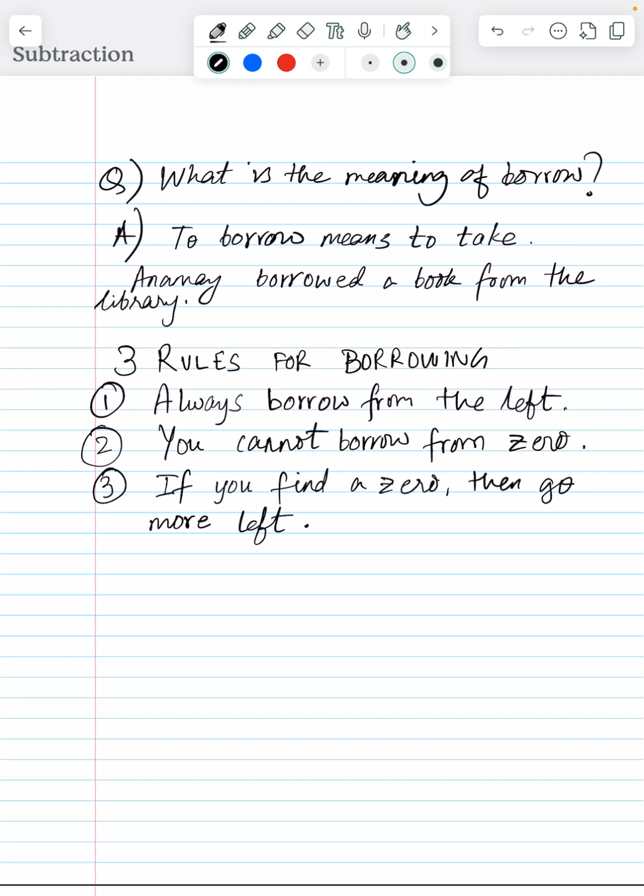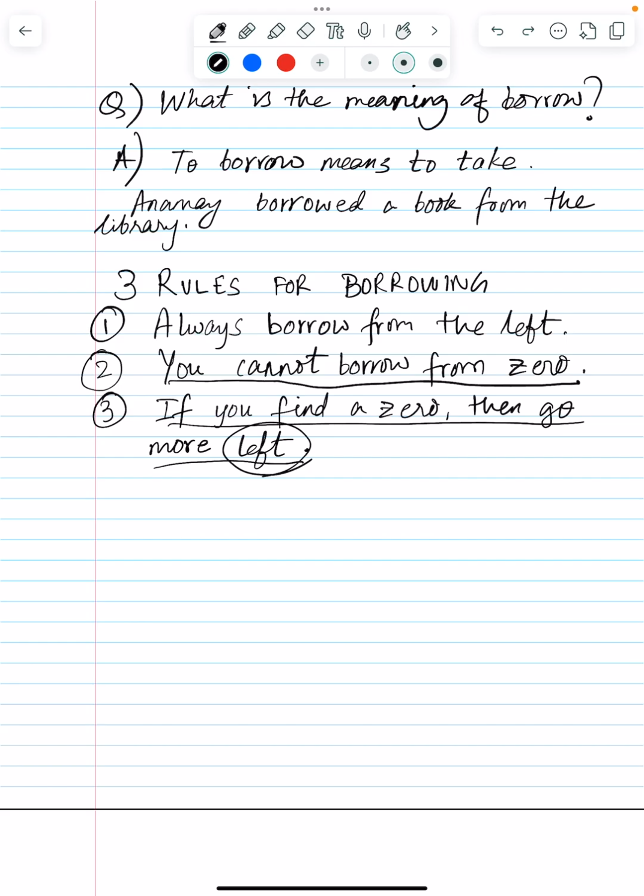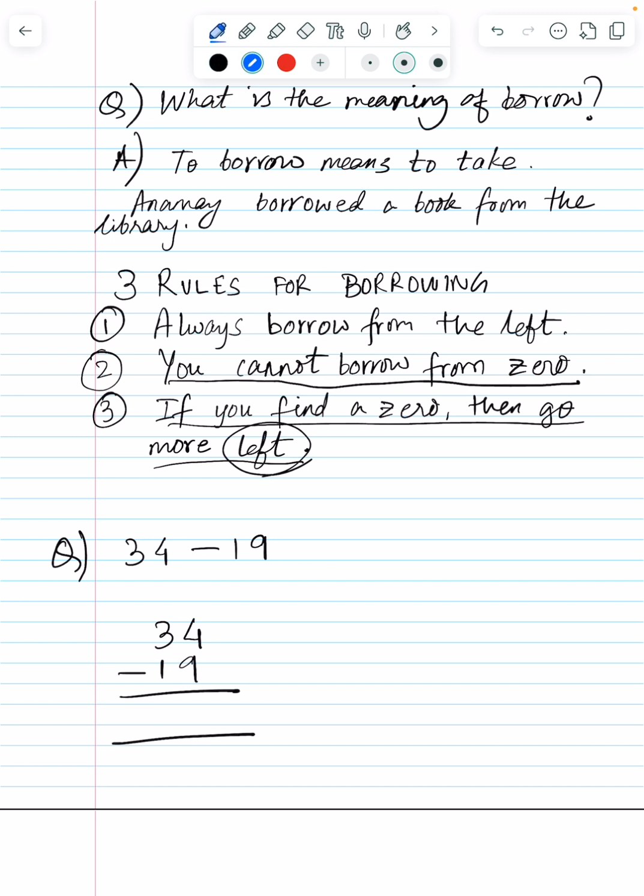Okay, now we will do only 4 sums, okay? 4 subtraction sums. Now please pay attention. Anamai will do the first sum. Okay, the first sum is 34 minus 19. How will we write this down? We will say 34 minus 19, and we will also write ones and tens.